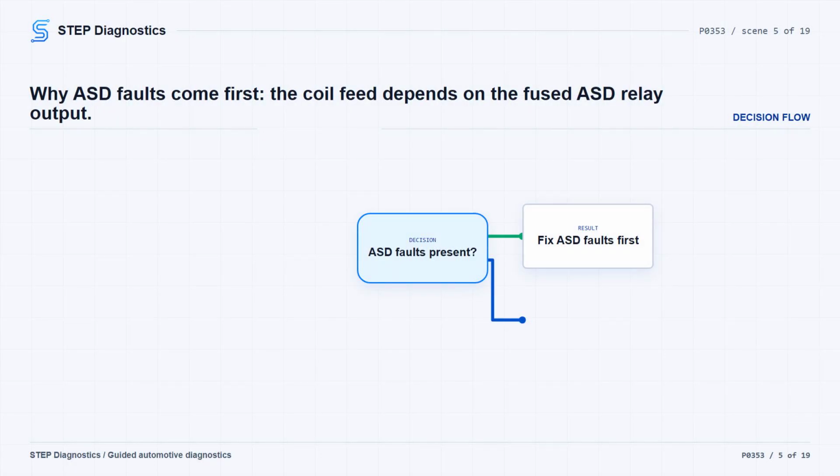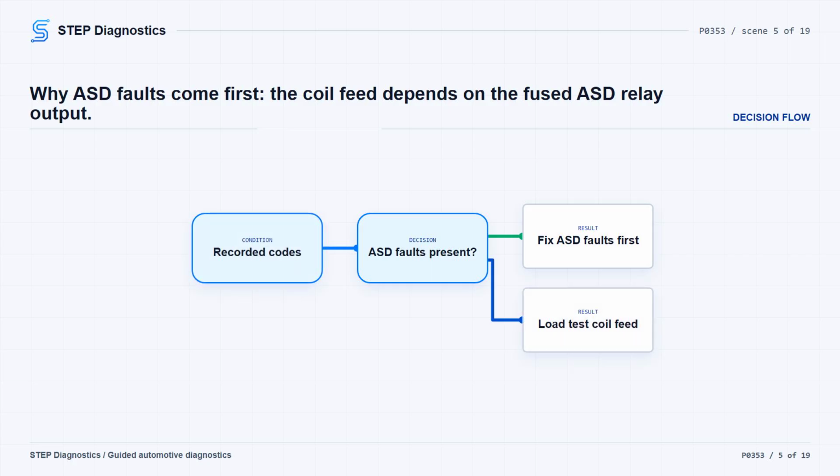Next, look at the recorded codes and see whether any ASD-related faults are present. If they are, diagnose those first, because the coil feed depends on that relay output. If there are no ASD faults, move on to the coil power supply load test.